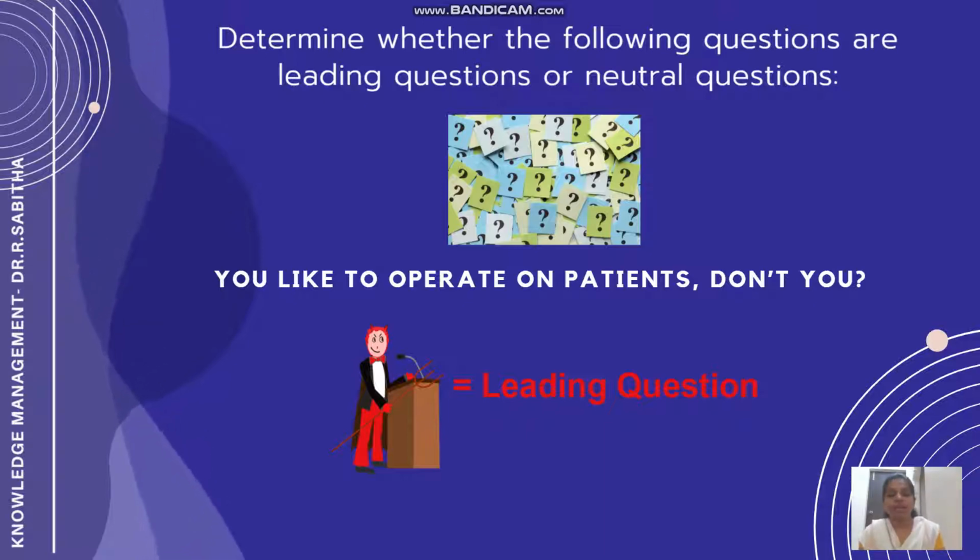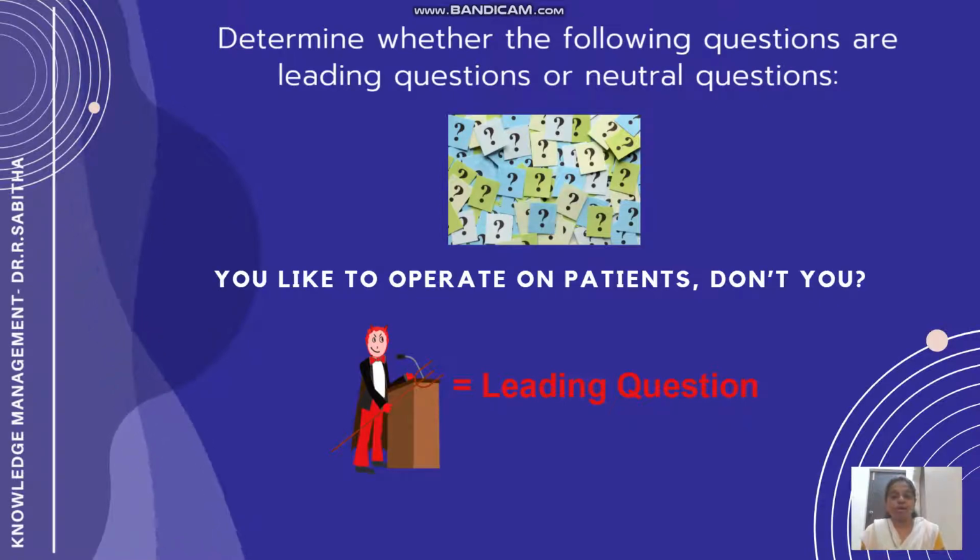Okay, so here I have a scenario. Why are we going to find out whether it is a leading question or a neutral question? Again, the knowledge developer should be highly impressive in asking questions, because whenever we ask a better question, you will get a better answer. The validity of the answer depends on the question we ask. So let us take one example.